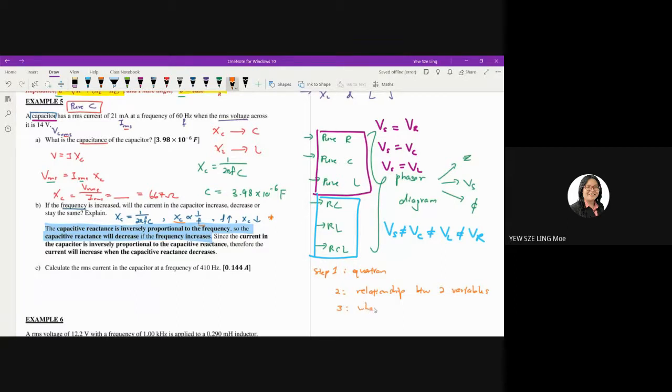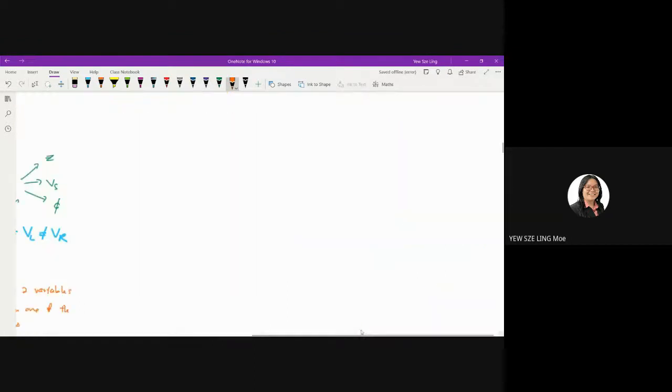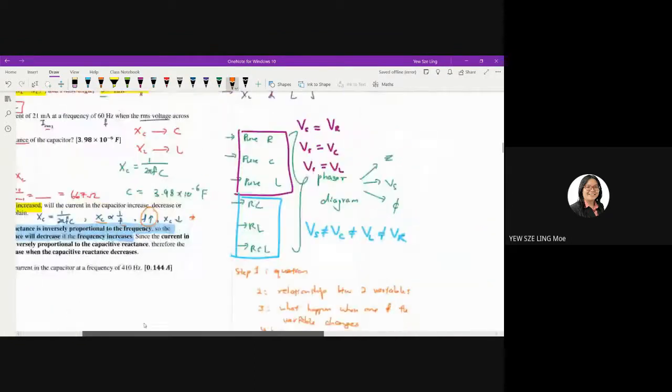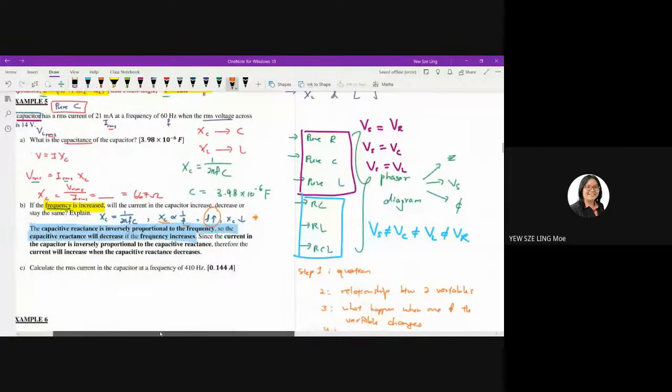So in this case, what happens to XC when F changes, when F increases? Because the question asks what happens when frequency increased. So when frequency increased, XC decreased. And then step number 4, answer the question.